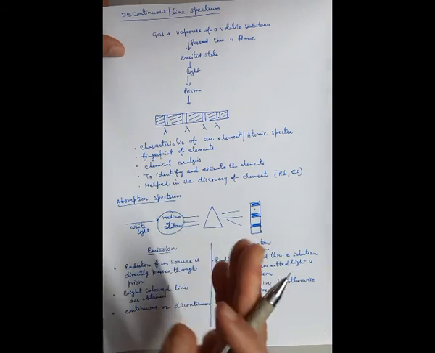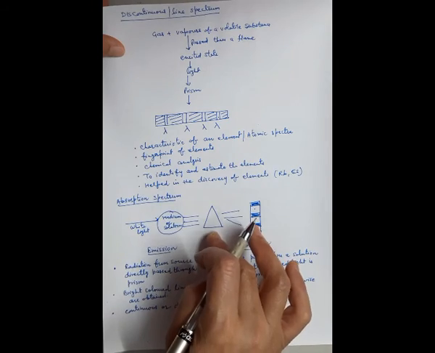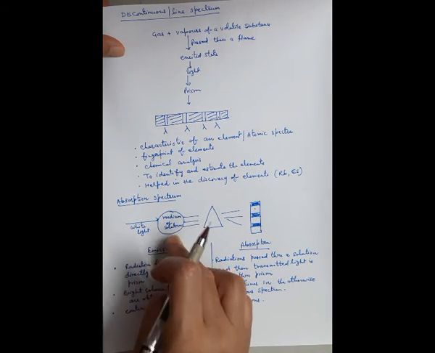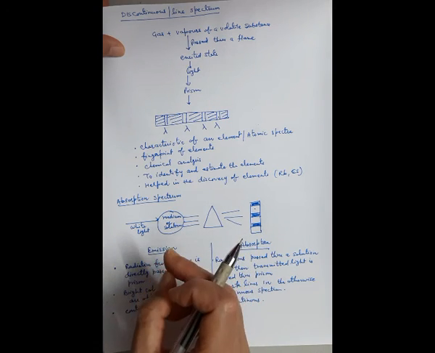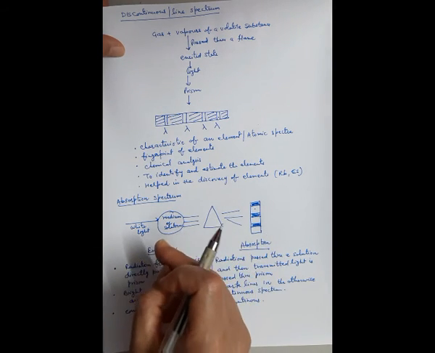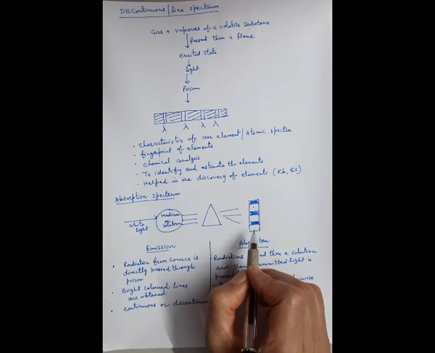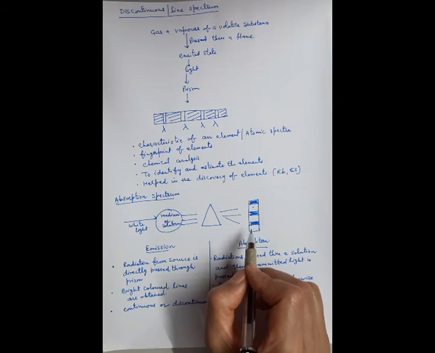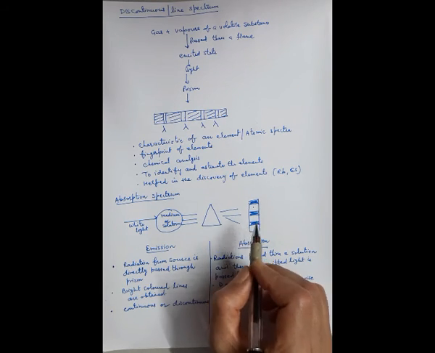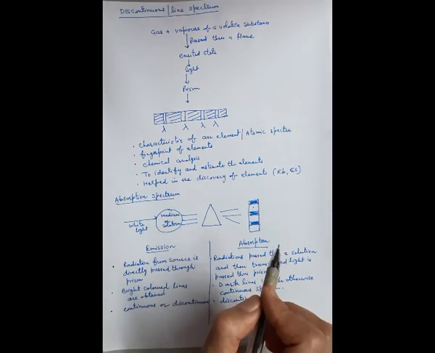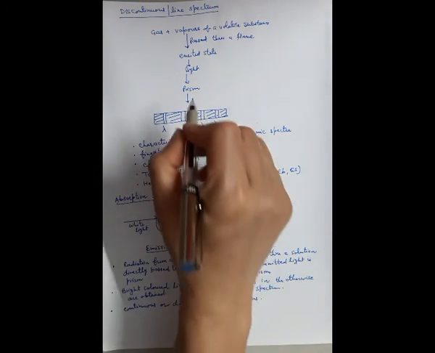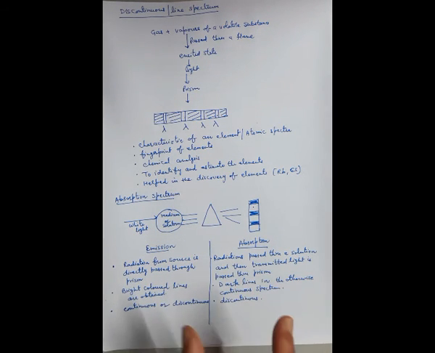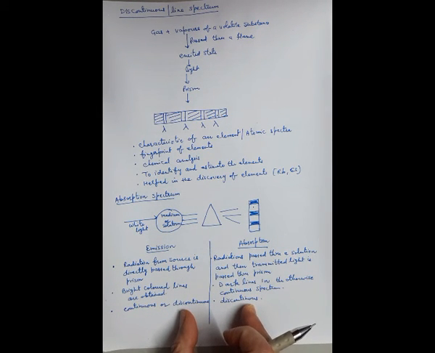In emission, we directly pass the light through the prism, but in this case, light is first passed through a solution. Some amount of light is absorbed, and the transmitted light, which is not absorbed, is passed through the prism. In this case, you will obtain dark lines, and these dark lines are present at the same place where colored lines are present in the emission spectrum. So the two are related to each other as a photograph and its negative. This is the main difference between the two.